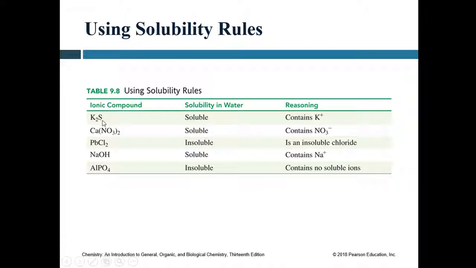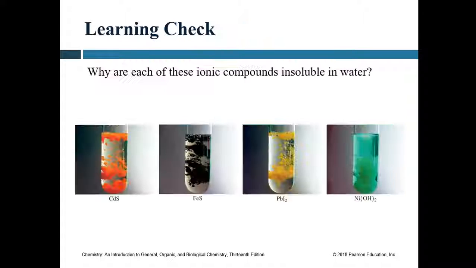So let's look and see here. K2S would be soluble because the first one is potassium, which is a +1. It's in the first family. Calcium nitrate: nitrate is a -1 charge, and they are soluble. Lead-2 chloride, it's insoluble. Lead's insoluble. Sodium hydroxide, Na is a +1, so it's going to be soluble. Aluminum phosphate, Al is not in the first column, so it is going to be insoluble.